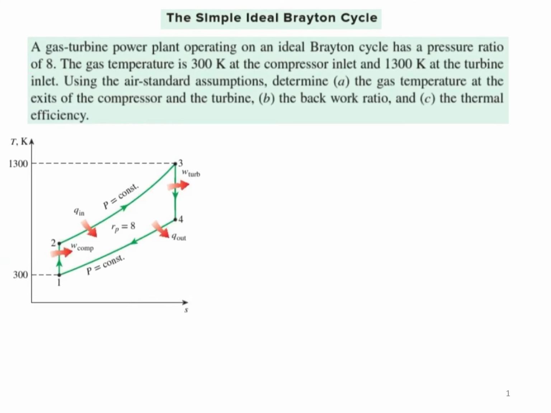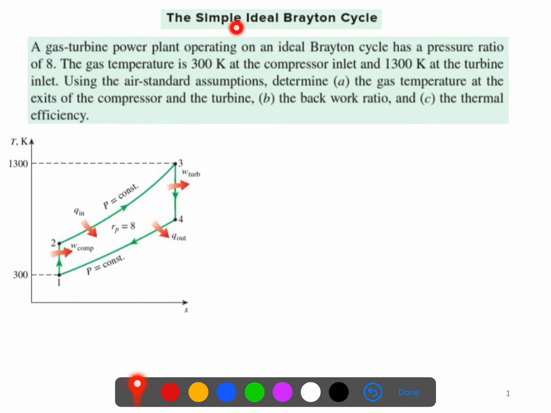Okay, so now we will solve this problem. This is a simple ideal Brayton cycle. So this is the TS diagram. In this TS diagram, you can see all the phases from 1, 2, 3, 4, and all the corresponding values are given. You can see here the pressure ratio is given 8, the Rp pressure ratio.